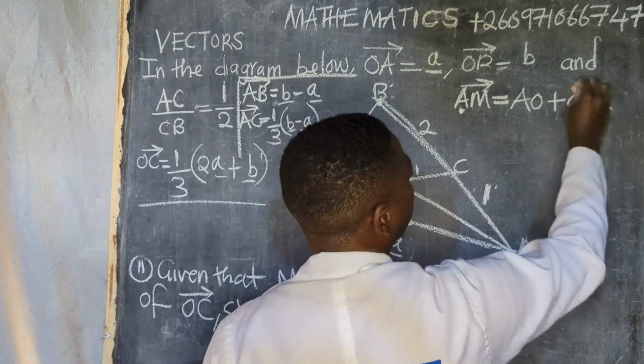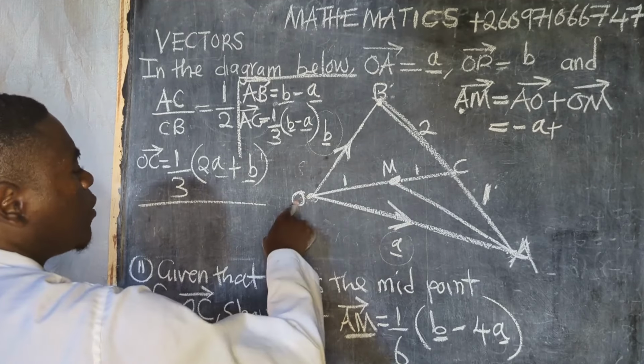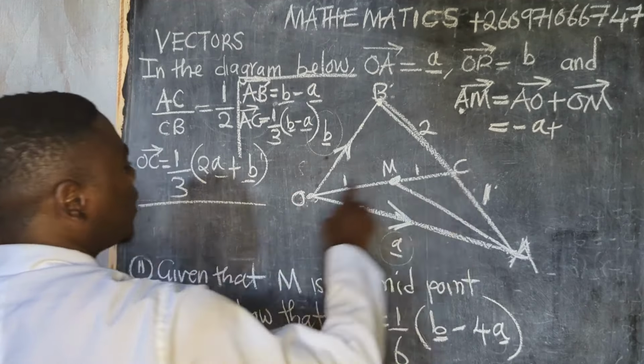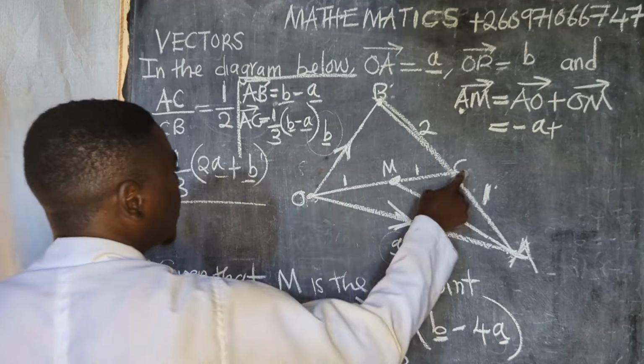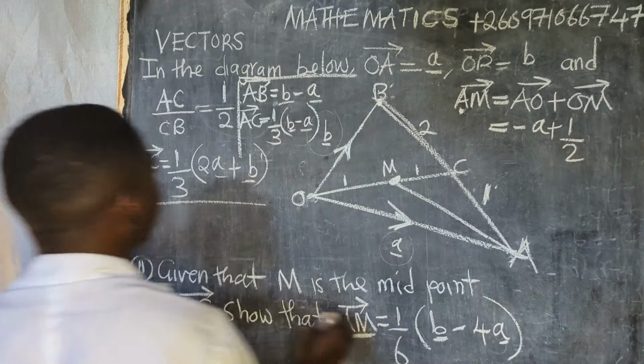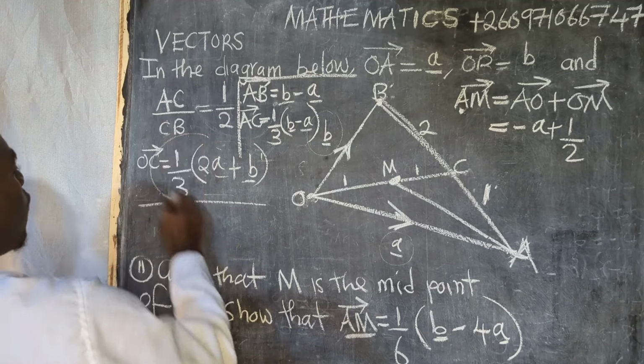This will now be equal to what? What is AO? I'm going in the opposite direction, so it is minus A. Plus, what is OM? Where is OM? OM is along which line? OC. And I'm told that M is the midpoint of the line OC, meaning this is half of which line? Half of this line that I'm given, OC.